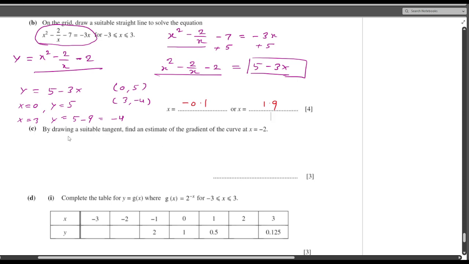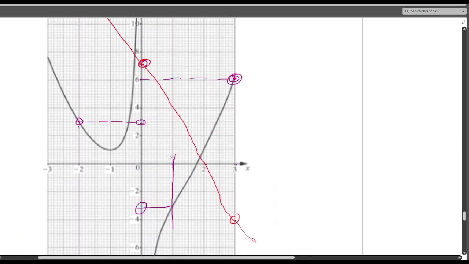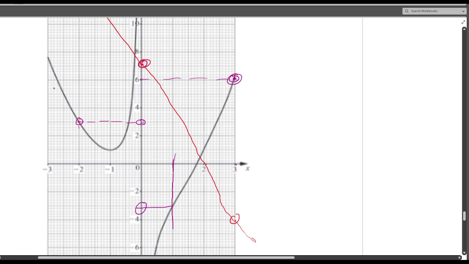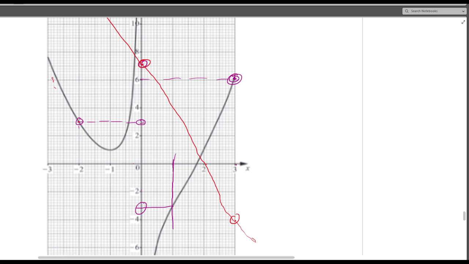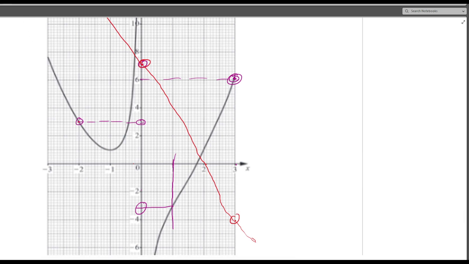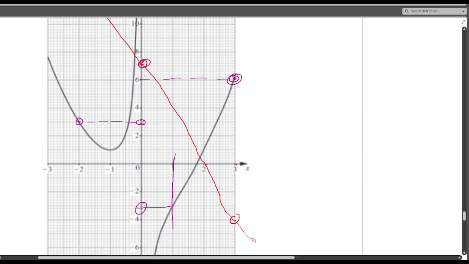Next, by drawing a suitable tangent, find an estimate to the gradient of the curve at x equals minus 2. So at x equals minus 2, I have to draw a tangent. Tangent means it will simply touch the curve at this particular point, something like this. As you use your scale, you will be in a position to draw a correct line.